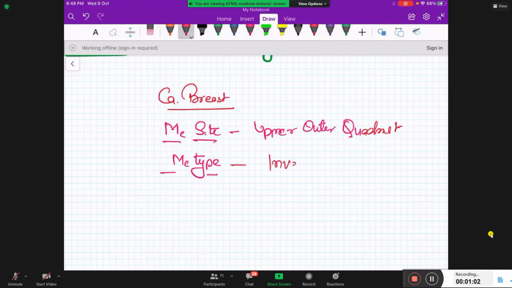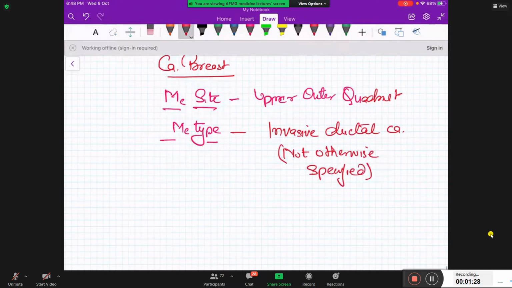Most common type is invasive ductal carcinoma, not otherwise specified. Invasive ductal carcinoma, not otherwise specified. Then comes the risk factors.